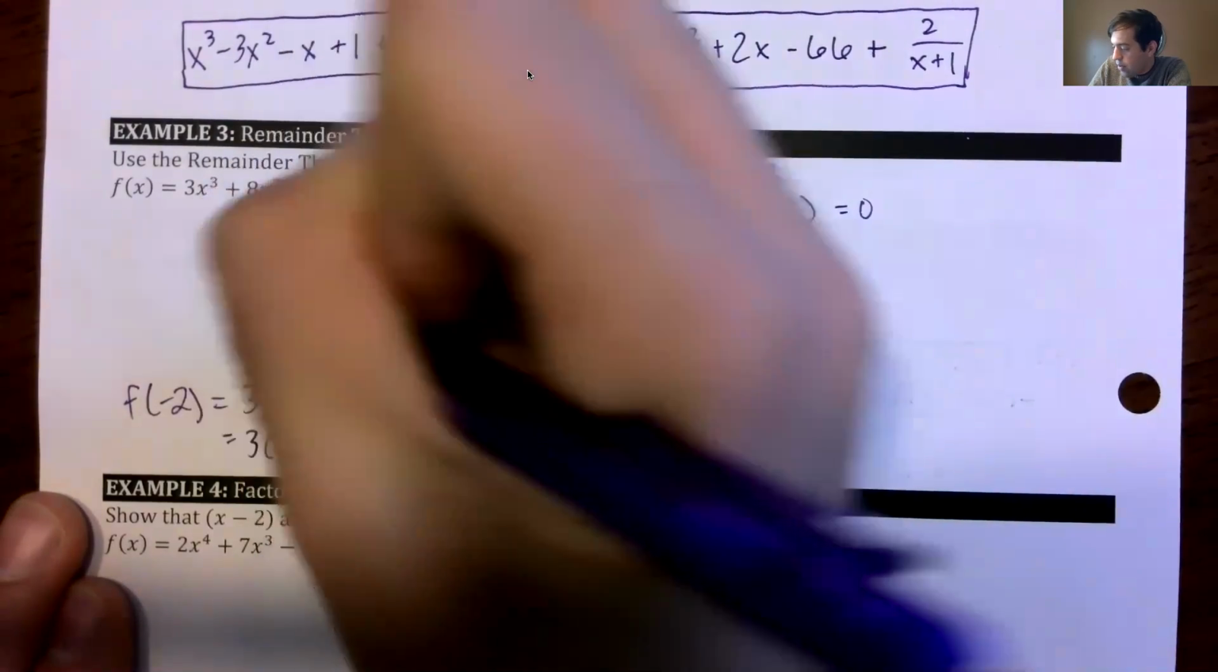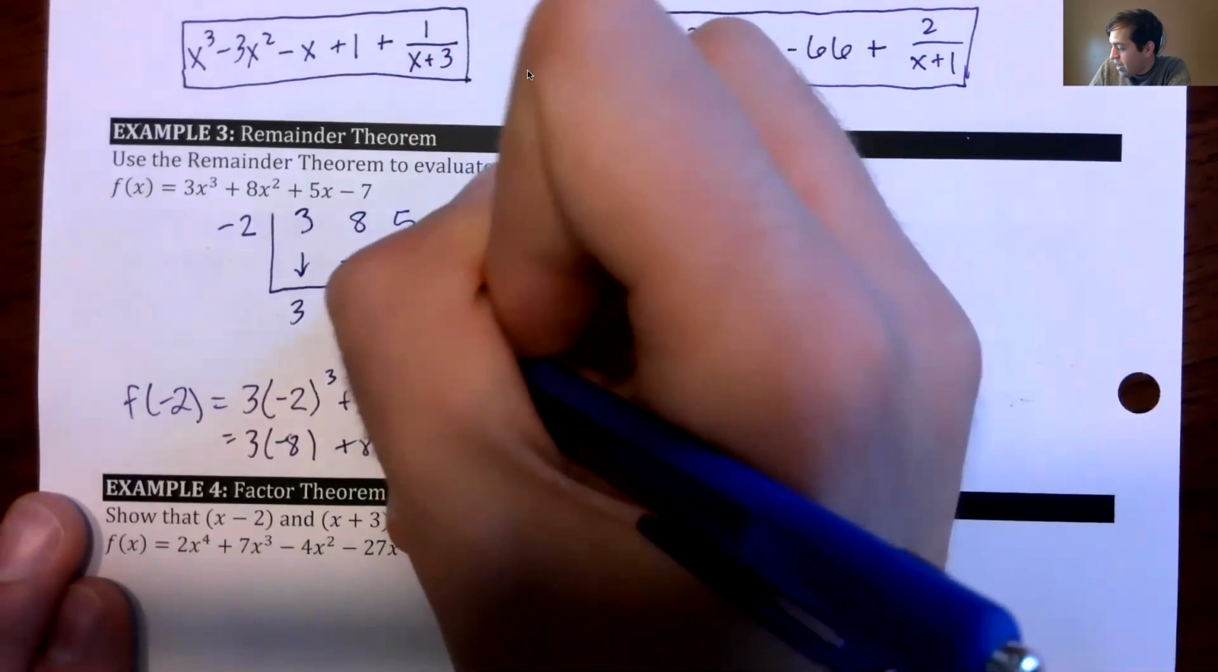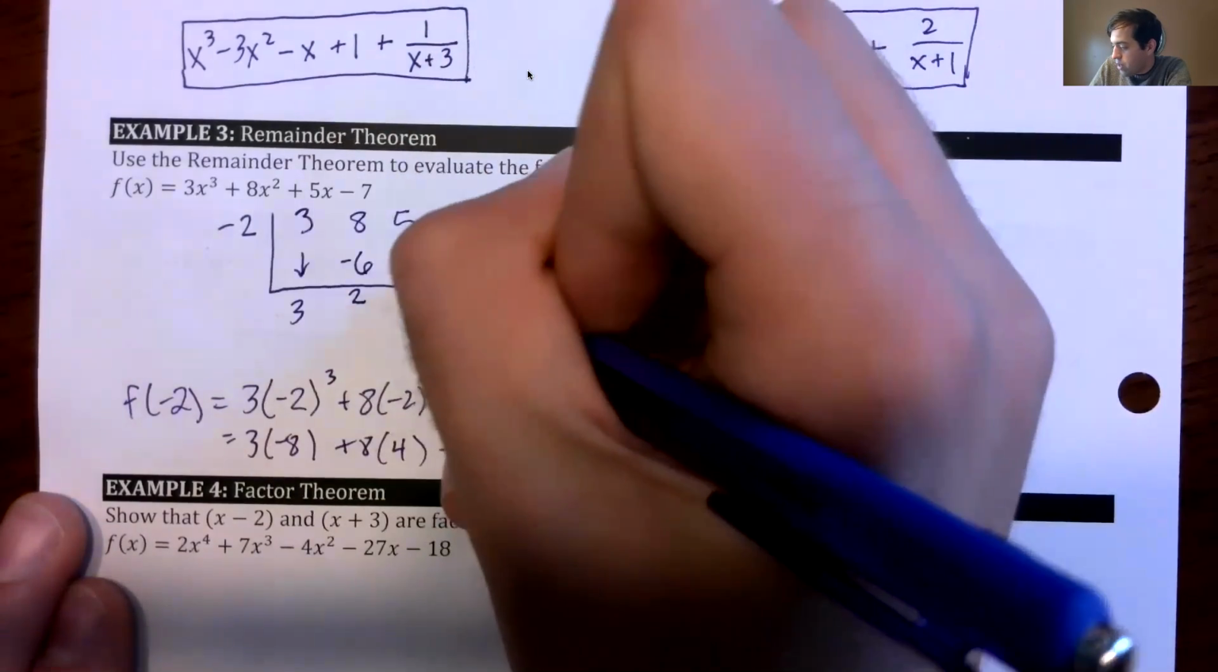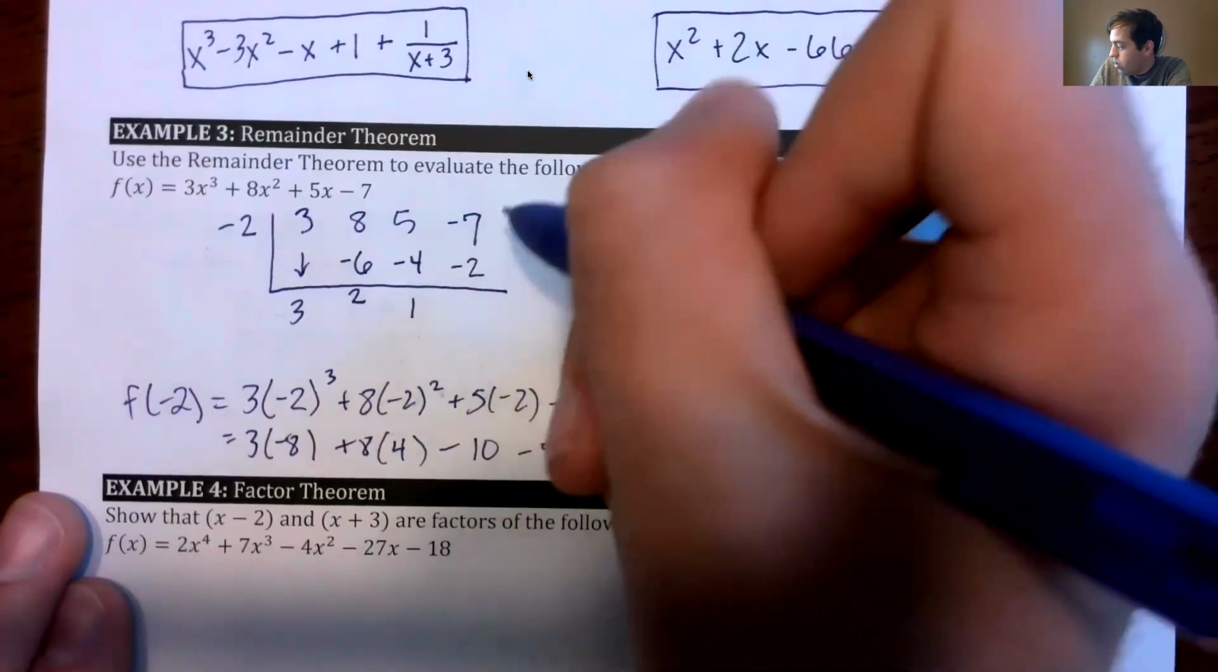We bring down the 3. 3 times negative 2 is negative 6. We add and we get 2. 2 times negative 2 is negative 4. We add down. 1 times negative 2 is negative 2. And we add down.